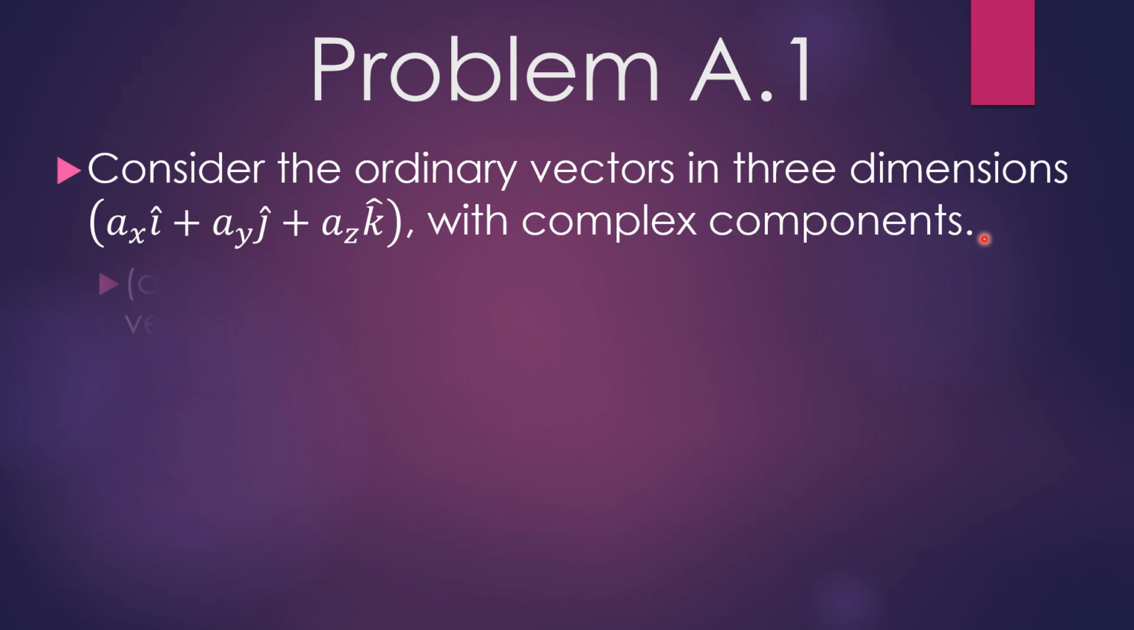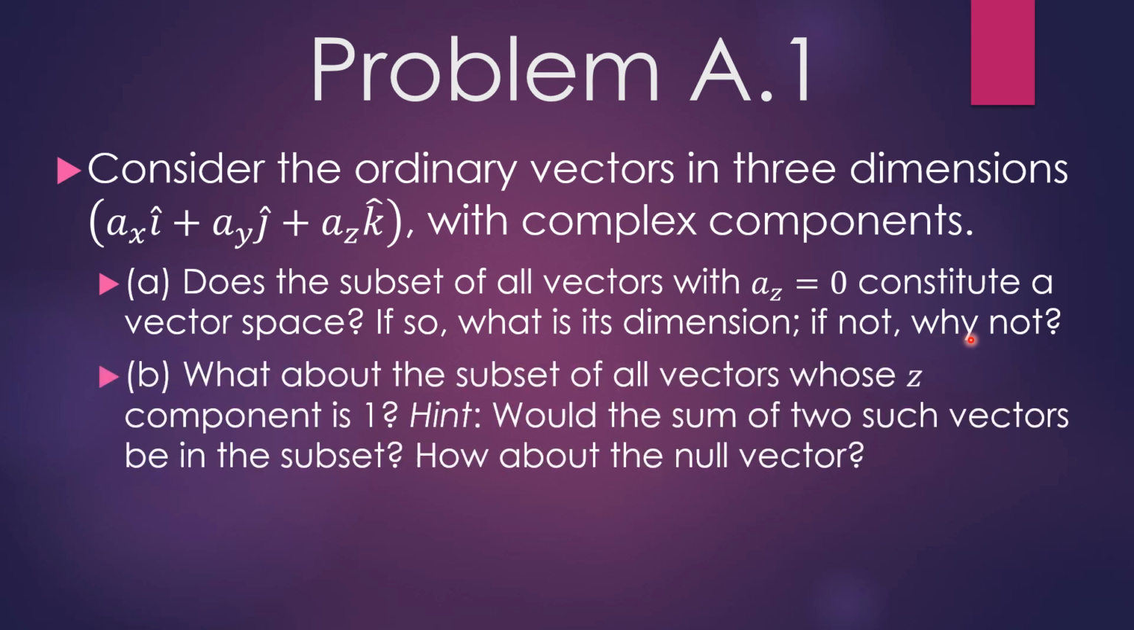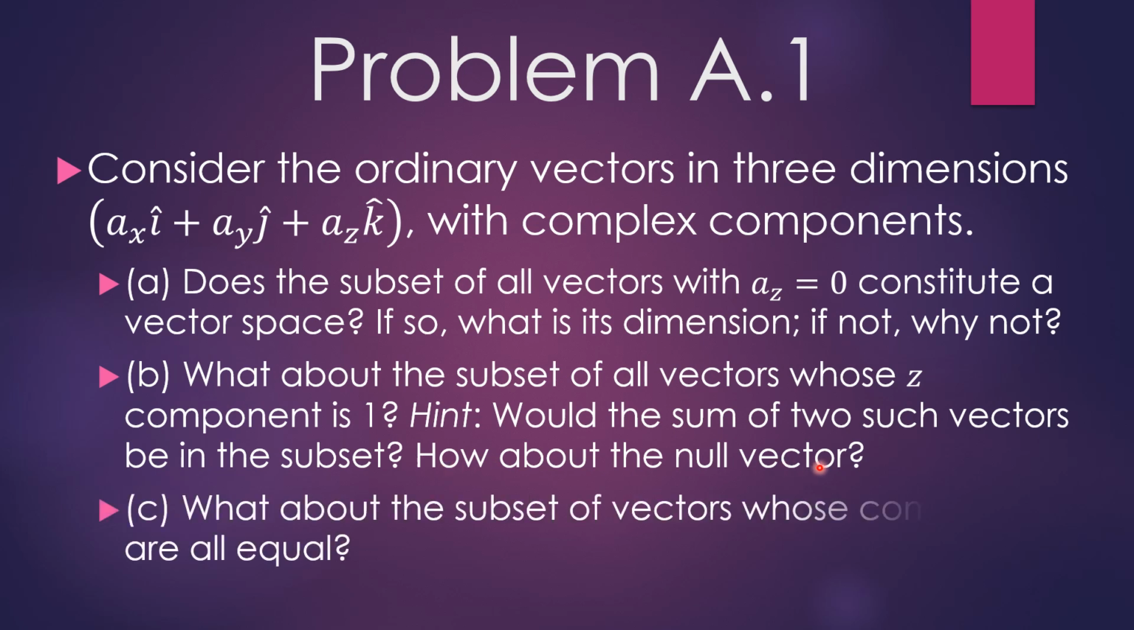That being said, part A wants to know, does this subset of all vectors with a sub z equals 0 constitute a vector space? If so, what is its dimension? If not, why not? Part B wants to know, what about the subset of all vectors whose z component is 1? Hint, would the sum of two such vectors be in the subset? How about the null vector? And then C, what about the subset of vectors whose components are all equal?